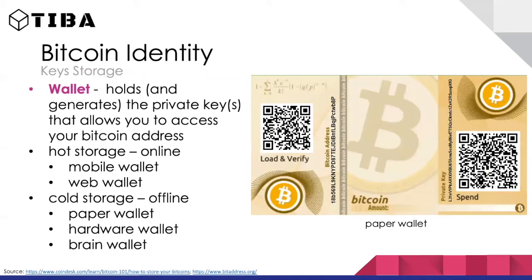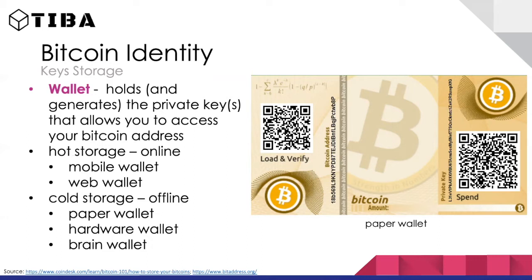So now what you have is all these keys and addresses, right? How do you store them in this thing called a wallet? This is basically a software that holds, and some of them also generate, a private key for you. And this is how most people access their Bitcoin.